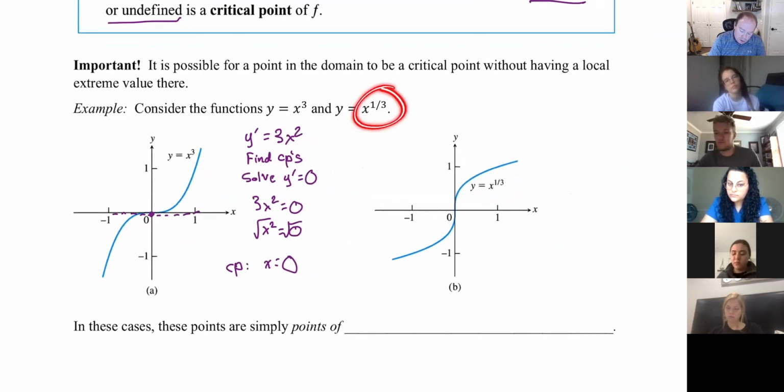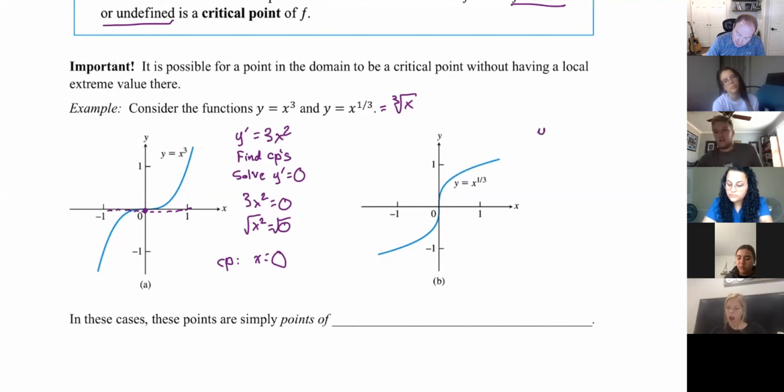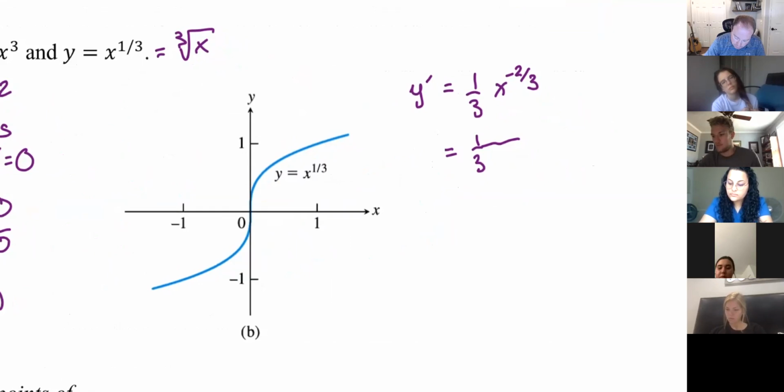Now let's look at this one over here, which is this radical function. So this could be rewritten as the cube root of x. I take the derivative. I get 1/3 times x to the minus 2/3, which I'll rewrite as 1/3 over, in the denominator, x to the 2/3. So that's our derivative.